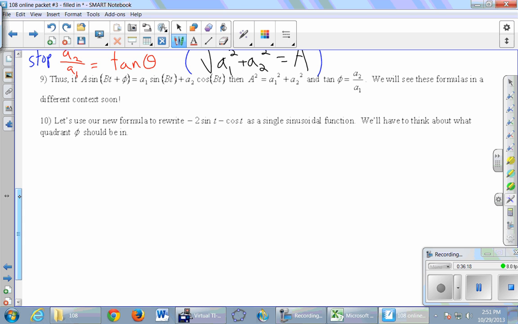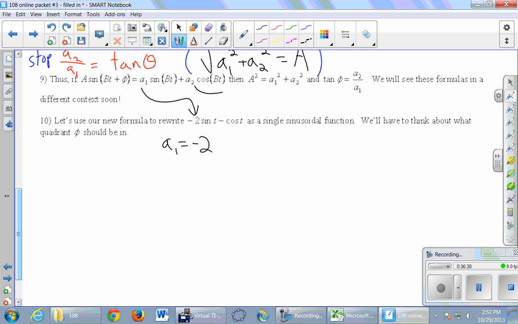Number 10, let's use our new formula to rewrite -2 sine t minus cosine t as a single sinusoidal function. We'll have to think about what quadrant, again, it's phi, it should be theta, should be in. Okay, let's give it a shot. So what do we know? We know that A1 is the number touching the sine, so that's -2. And A2 is the number touching cosine, which is -1. So if I wanted to find capital A, I'm going to use the formula A squared is equal to A1 squared plus A2 squared.